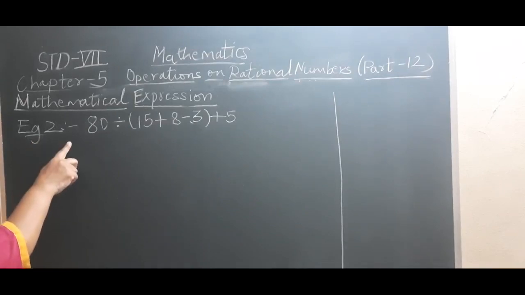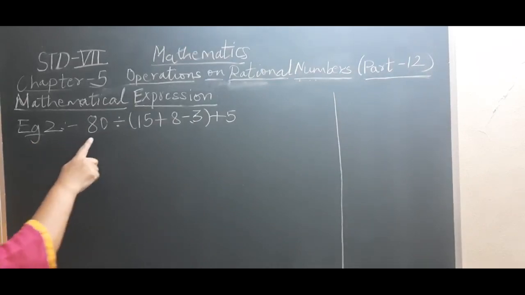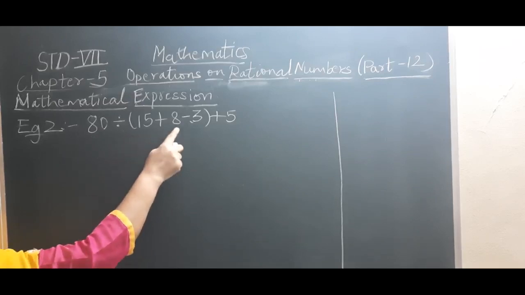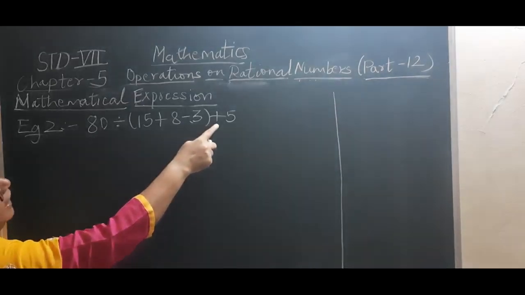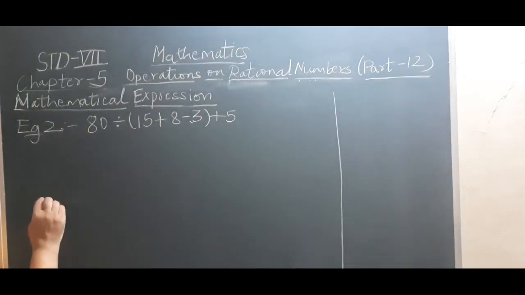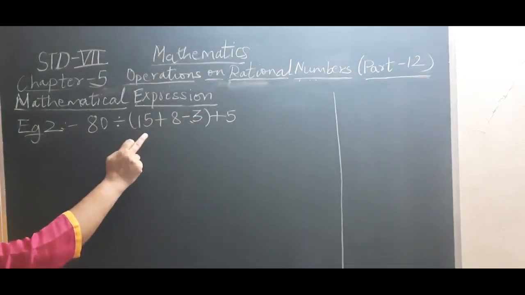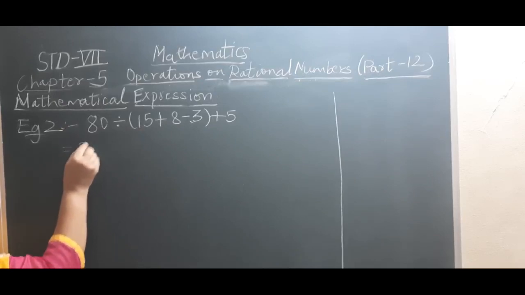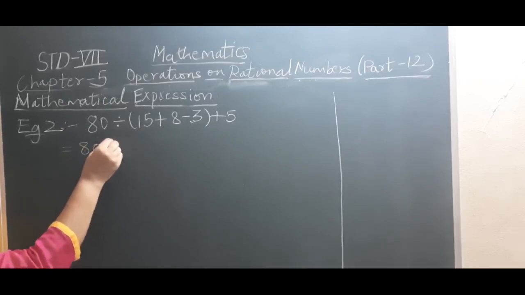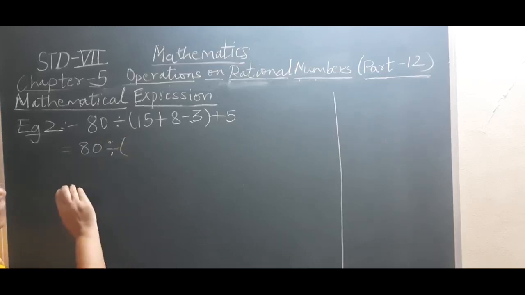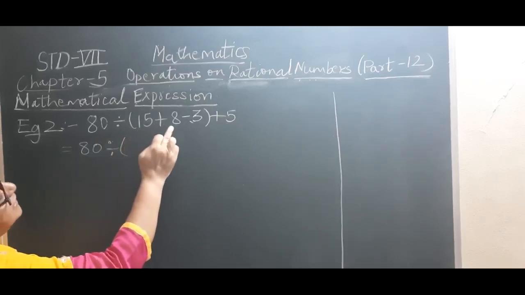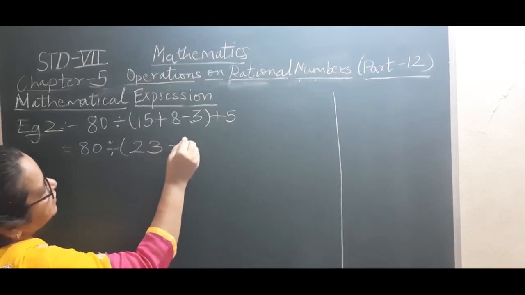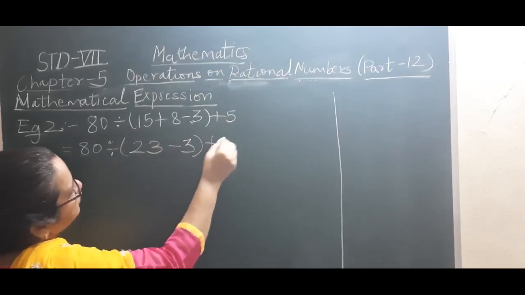Let's solve the second example by using the rules. 80 divided by, inside the bracket, 15 plus 8 minus 3, close the bracket, plus 5. Now children, we are going to solve the brackets first. Here brackets are given. So we will write 80 as it is. Inside the bracket, 15 plus 8, how much? 23. Minus 3 we will write as it is, plus 5.